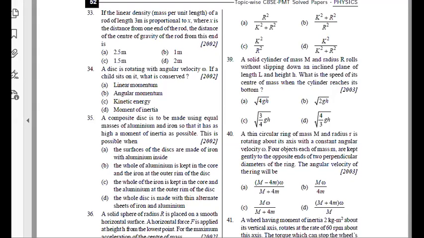Okay, now 33, solve 33. Guys, 33 is a very basic problem of moment of inertia for continuous mass. Tell me. Think about it. Thirty-three.